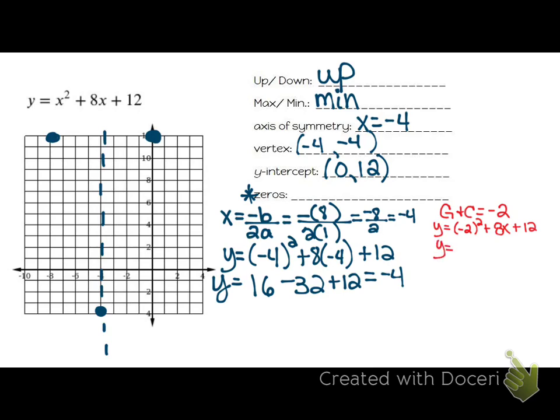So negative 2 squared would be 4. Oh, oops, let's put a little negative 2 in there. Then what? That'd be negative 16. Negative 16, then plus 12. What's 4 minus 16 plus 12? 0. So my y equals 0.